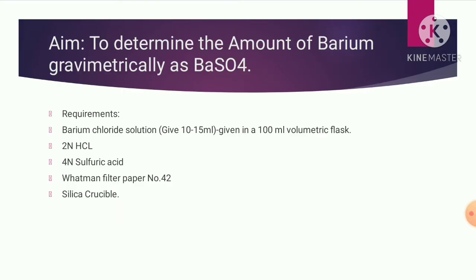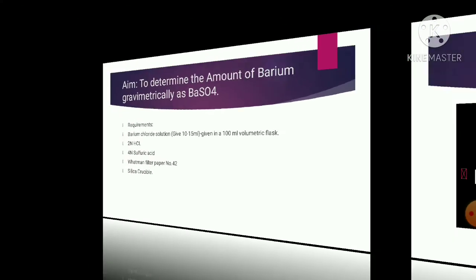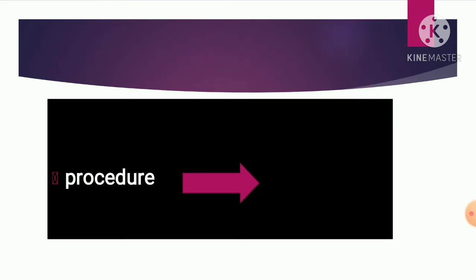Requirements are barium chloride solution. It is given about 10 to 15 ml in a 100 ml volumetric flask. Also 2 normal HCl, 4 normal sulfuric acid, Whatman filter paper number 42 and silica crucible. Then we see the procedure.